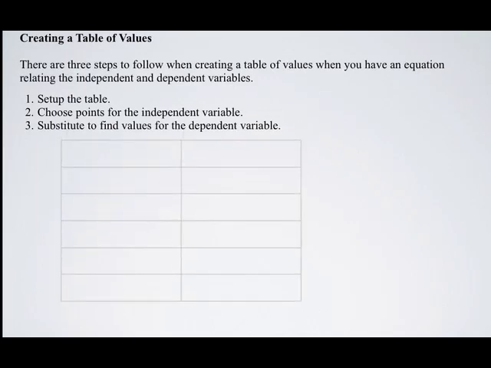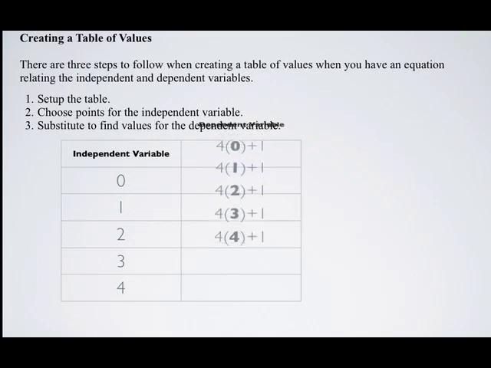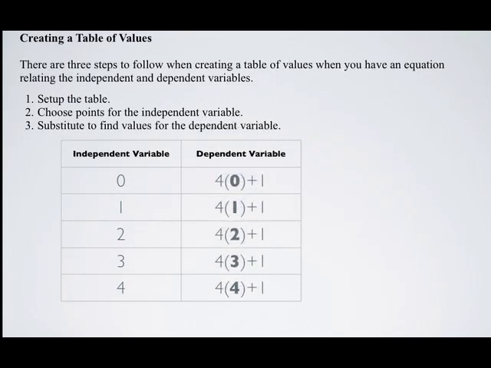But let's take a look at another example. Here we have a table set up with the independent variable always being in the left-hand column and the dependent variable always being in the right-hand column. Notice that we're solving for the dependent variable given values we've chosen for the independent variable. So the 0 in the left-hand column becomes 4 times 0 plus 1 in the right-hand column. The 1 in the left-hand column becomes 4 times 1 plus 1 in the right-hand column. All of those bolded numbers are the numbers that are brought over from the independent variable column.